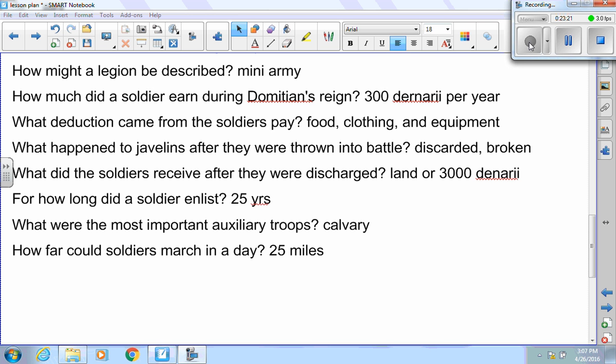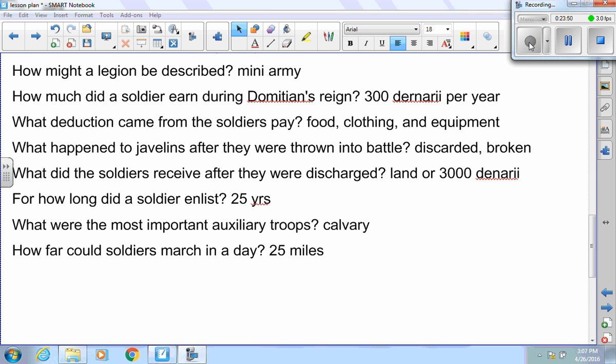What happened to javelins after they were thrown into battle? They were discarded or broken. They were designed so that if you threw them and you hit someone, they would break and you would leave them on the battlefield. It was also awesome because if you did throw it, no one could throw it back at you because it broke. What did the soldiers receive after they were discharged? Land, or 3,000 denarii. Trammel spelled it right. For how long did a soldier enlist? 25 years of your life were gone.